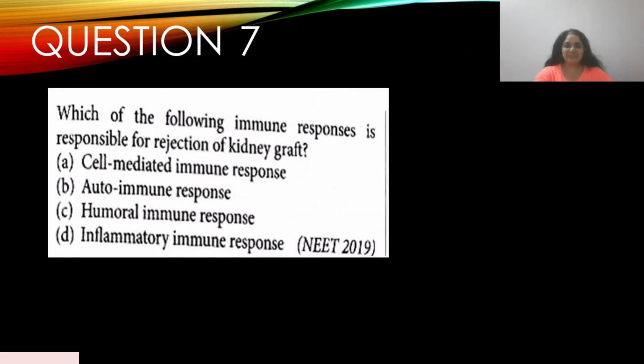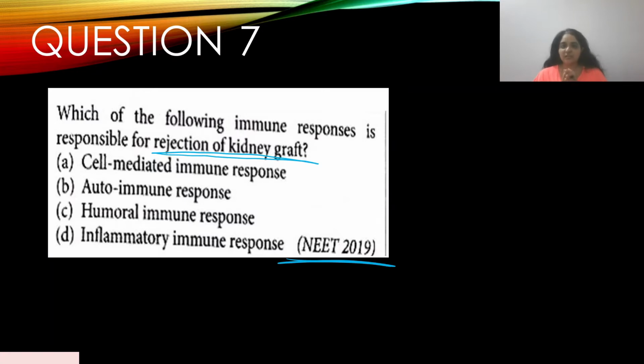Okay, question number 7. Which of the following immune responses is responsible for rejection of kidney graft? NEET 2019. You have A, cell-mediated immune response, B, autoimmune response, C, humoral immune response, and D, inflammatory immune response. So what kind of immune response would you get if it is responsible for rejection of kidney graft? This particular thing happens in the case of transplantation of organs or tissues. In this case it's a kidney graft.